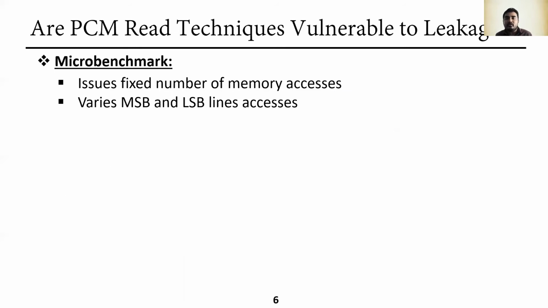Now that we know decoupling MSB and LSB lines to optimize system performance can bring read asymmetry, we want to ask the question if MLC PCM read technique is vulnerable to information leakage through externally observable latency difference. In order to answer this question, we develop a microbenchmark which issues a certain number of memory accesses where we can control the access ratio of MSB lines and LSB lines.